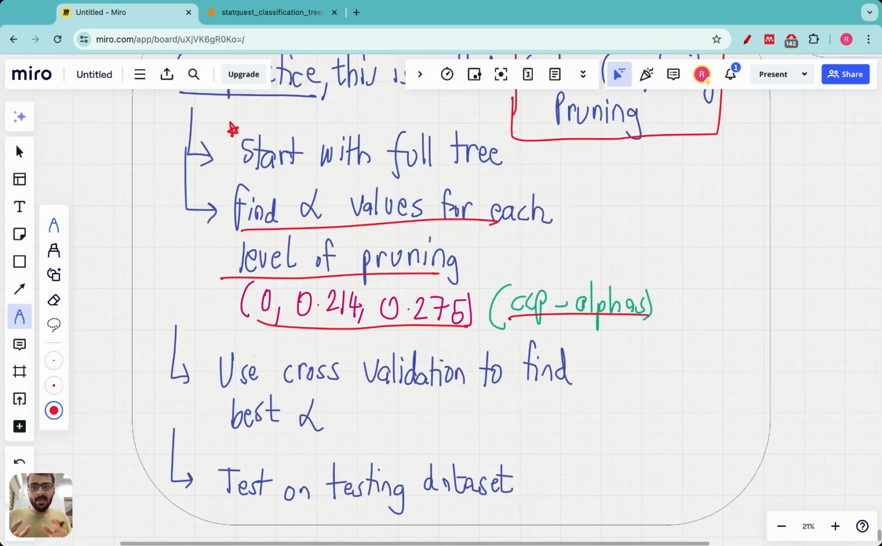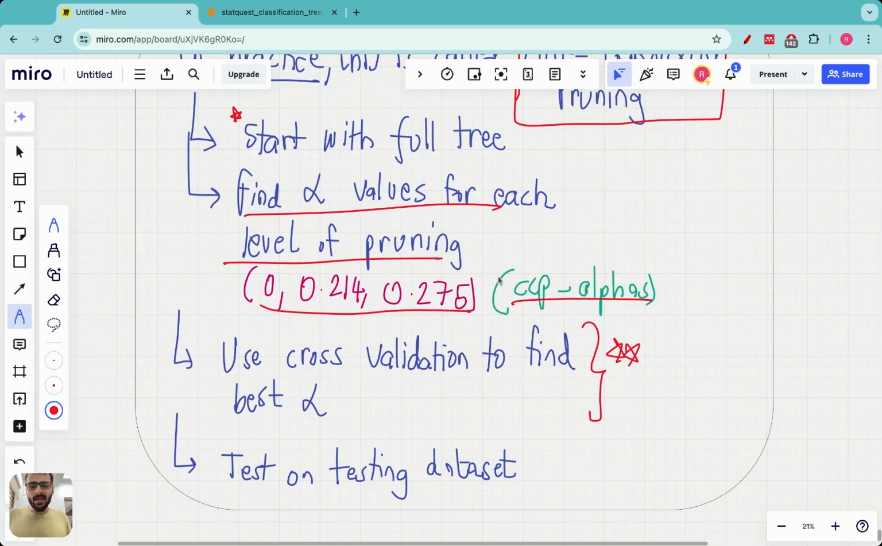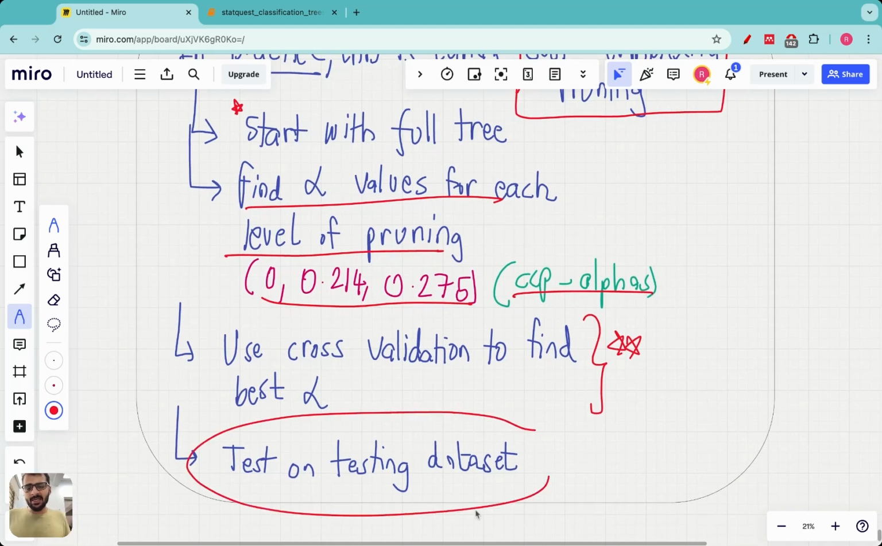We have to find the ideal value of alpha, and that is done through cross validation. So it's always very important to divide the training data set into k-fold cross validation to find the best value of alpha. And then finally we perform on the testing data set based on the value of alpha which has been chosen. This is how overfitting is avoided in decision trees. Once you understand the method, it's actually quite simple to understand.